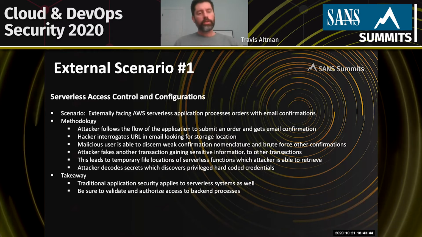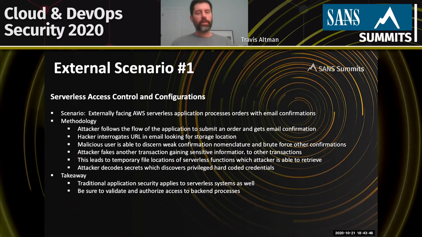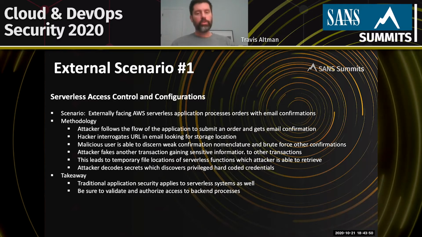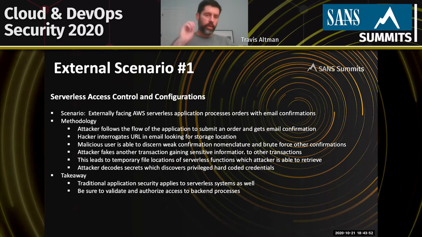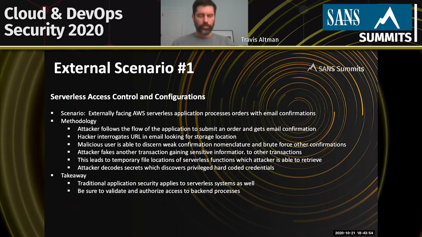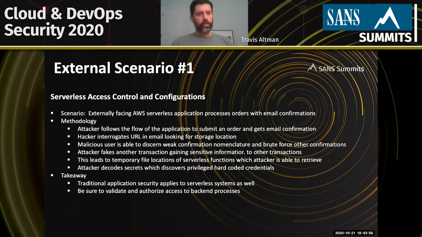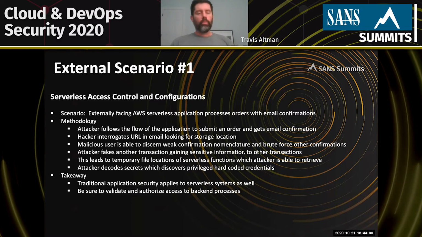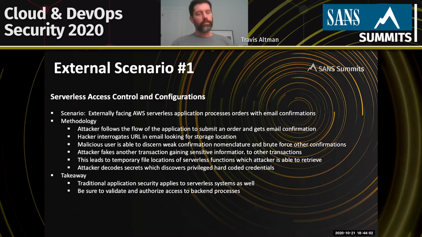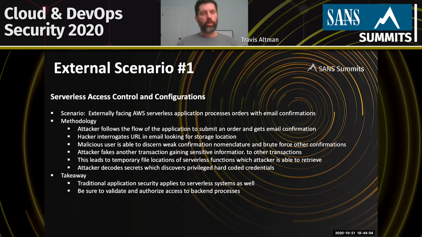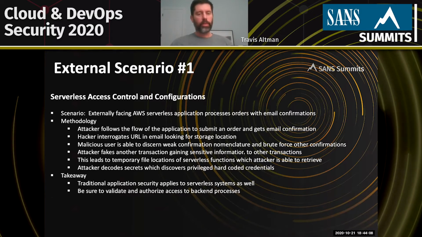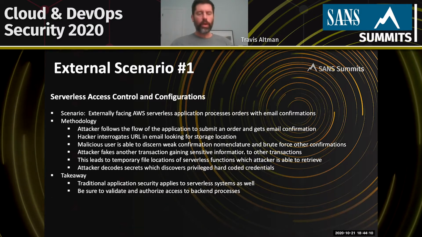So here's the scenario. You've got an external facing AWS serverless application. Its function here is to process orders and then kick off an email confirmation. So the attacker notices this, they get that email confirmation back, okay? Well, what are they gonna do? They're gonna start interrogating stuff, right? So they're looking at the URL, which then drops the receipt for that application, okay?